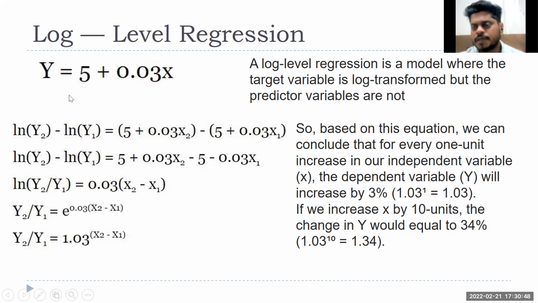But when I'm just making a simple transformation of y, the interpretation will happen in this way. For each unit change in x, y is changing by, obviously depending upon the equation, right? In this particular case, it will be 1 point whatever the exponent value or the coefficient value, which is 0.03, that's why it is 1.03. If it was something else, let's say it was 0.5, it would have been 1.5, right?